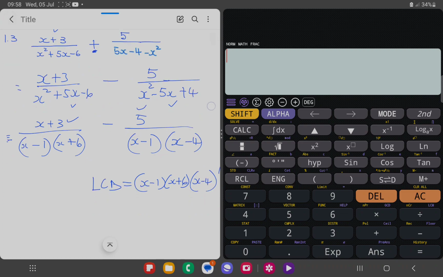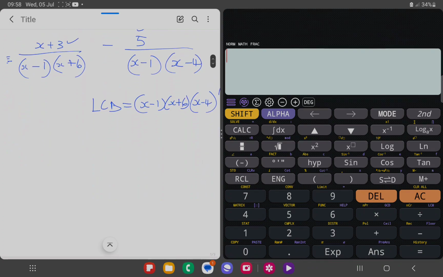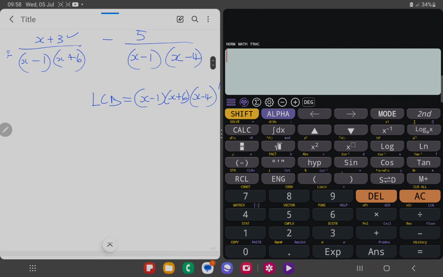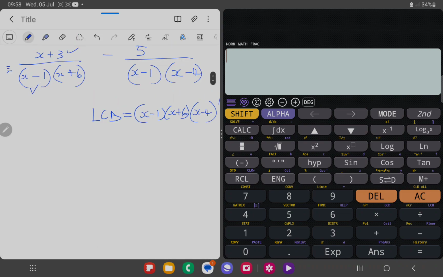So what do we need to do? We need to use this LCD and make sure the denominators that are here are the same as this LCD. So let us check the denominator of the first term. X minus 1, we've got x minus 1. X plus 6, we've got x plus 6. X minus 4, we don't have x minus 4 here.